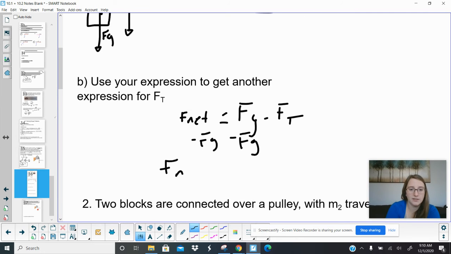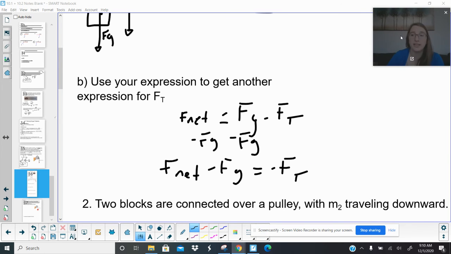We have F net minus the force of gravity equals negative force tension. Don't forget about that negative, because this is just going to flip our signs. So to get our final answer here, we just switch our signs. Negative, positive, positive is how we can do that.